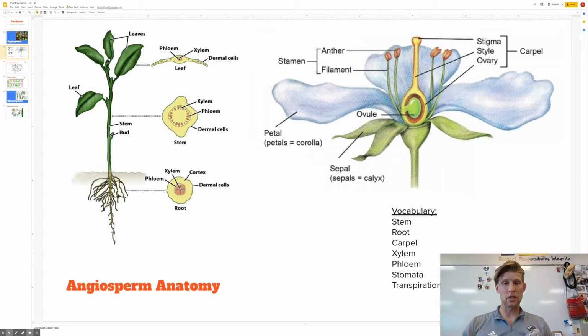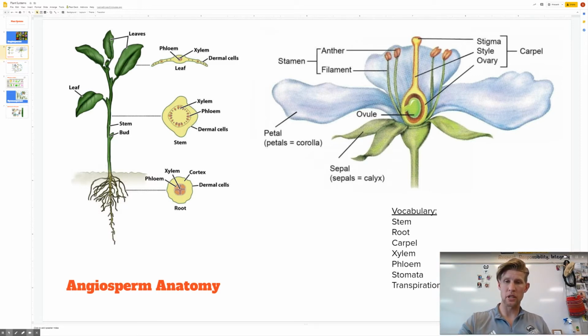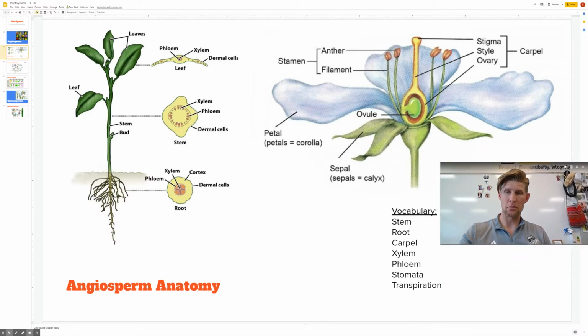Now, as you can see, we have a big vocabulary list right here. So let's start with the root. The root is what takes in the nutrients and transports them up through the stem. The stem is kind of the body of the plant where everything grows out of. So roots pull in nutrients from the ground. The stem is the body of the plant and carries nutrients up and down.